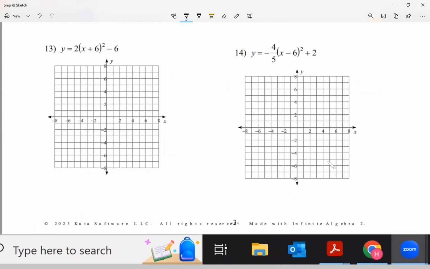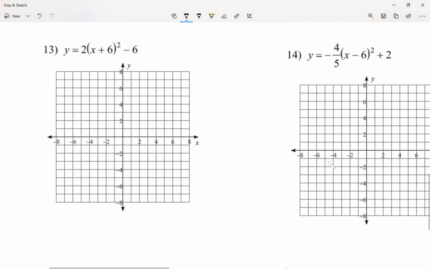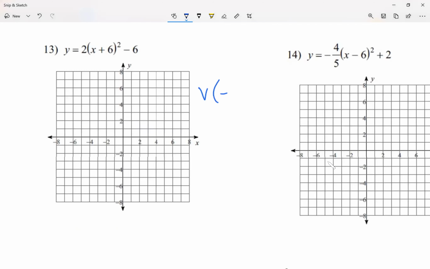For Monday, we saw what we call vertex form. Okay, so take a look. The vertex, I'm going to say my vertex is going to be -6, -6.